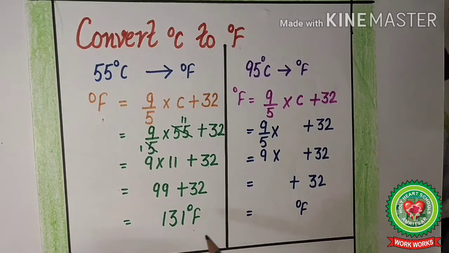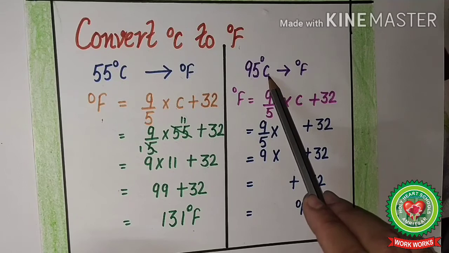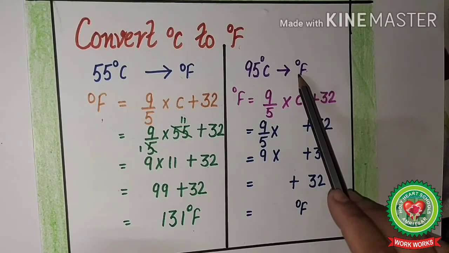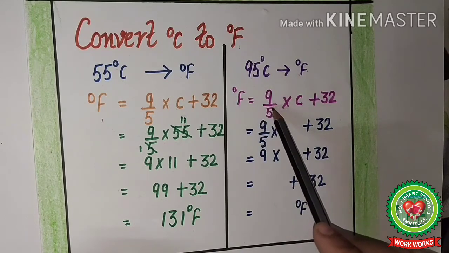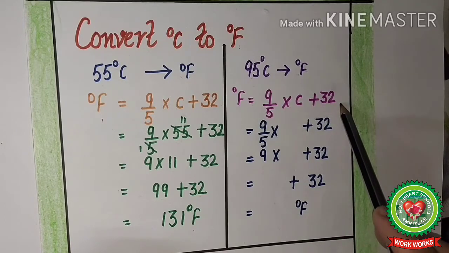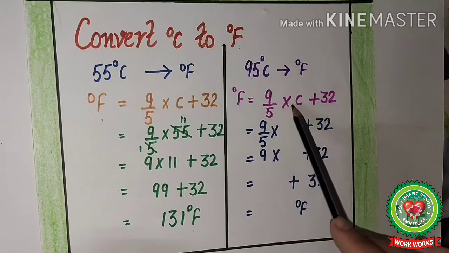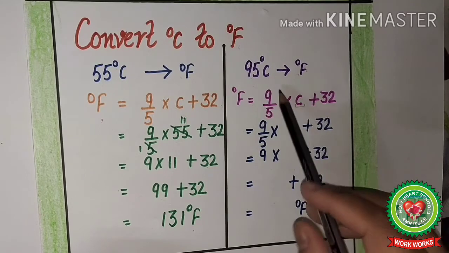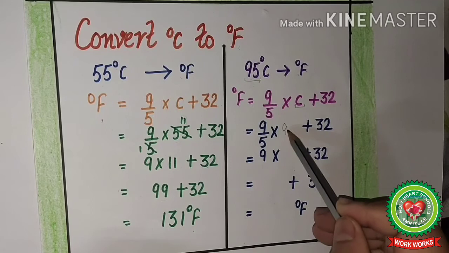Now let's take one more example. 95 degrees C convert into Fahrenheit. So we apply the formula of Fahrenheit. Fahrenheit is equal to 9 upon 5 multiply C plus 32. So first we solve the multiply. 9 upon 5 as it is, multiply sign as it is. In the place of C, what do we write? That is 95. So put 95.